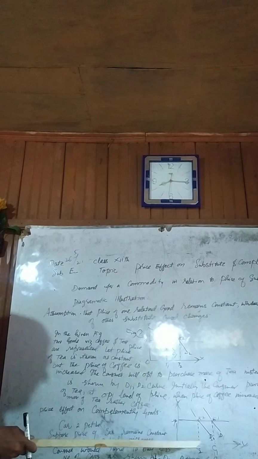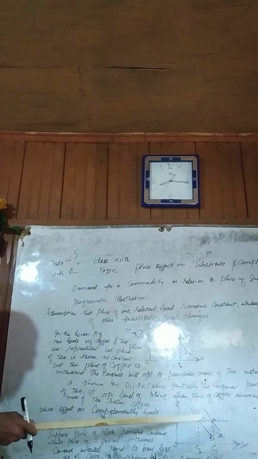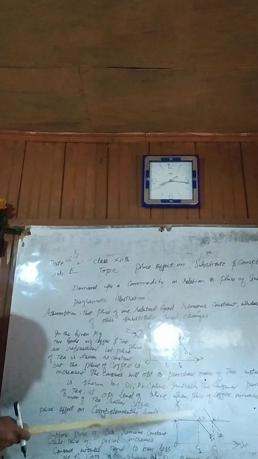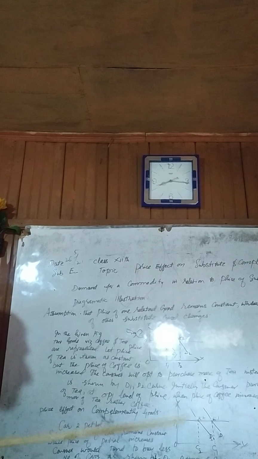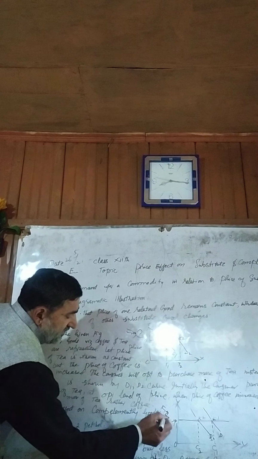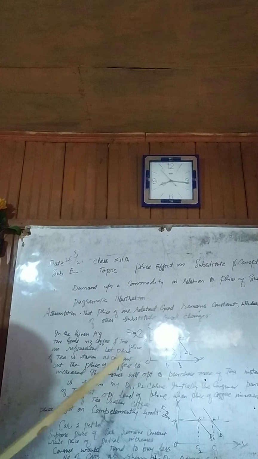D2 stands for demand curve for the cars. So when the price of petrol has risen, the consumers will tend to buy fewer cars. This indicates the price effect on complementary goods. So these two curves state the relationship of price on substitute goods and complementary goods. So this much is enough for today.